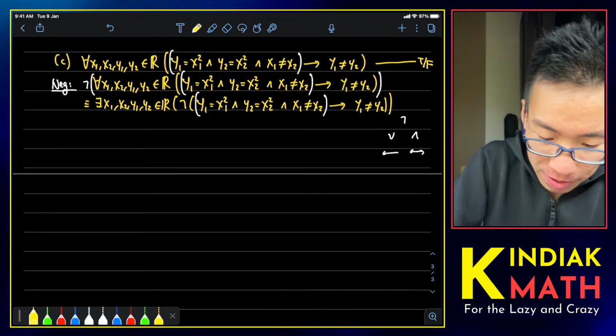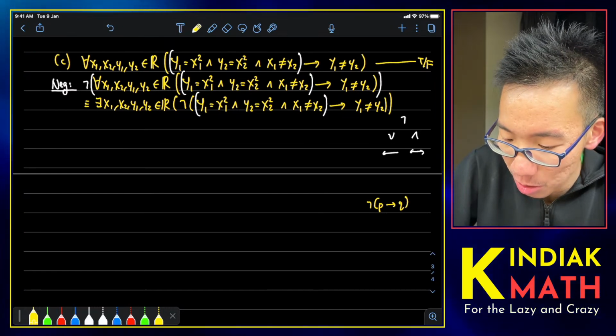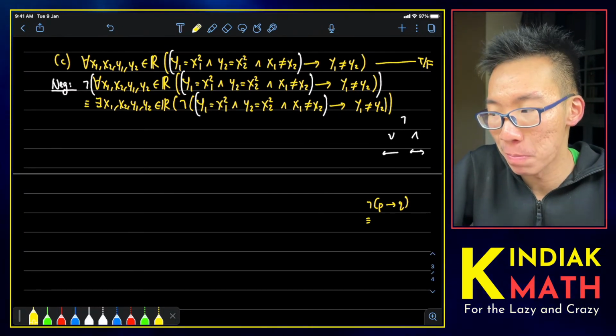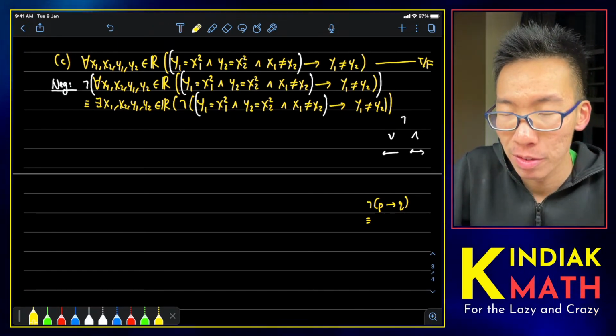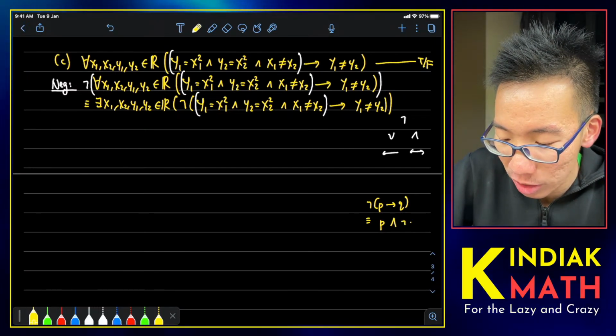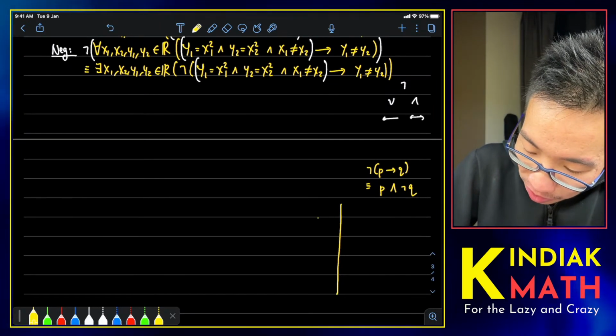Negation of an implication. As we recall, the negation of P implies Q. It's very tempting to just push the negation symbol in, right? But based on truth tables, and we can demonstrate this, the negation of an implication is P and not Q. Let me very quickly verify this fact over here.